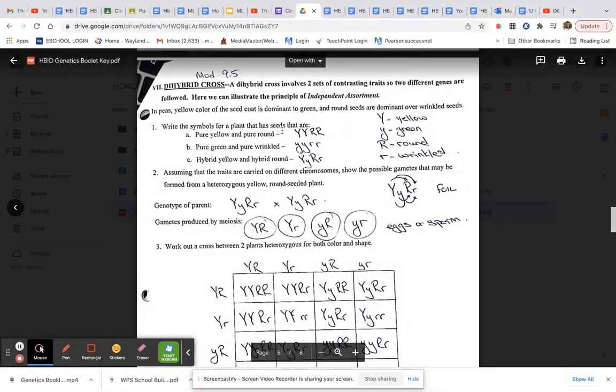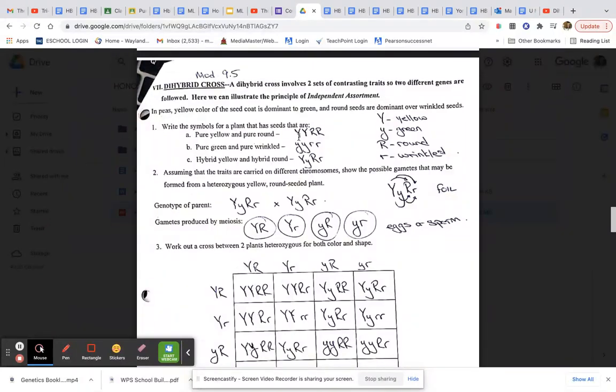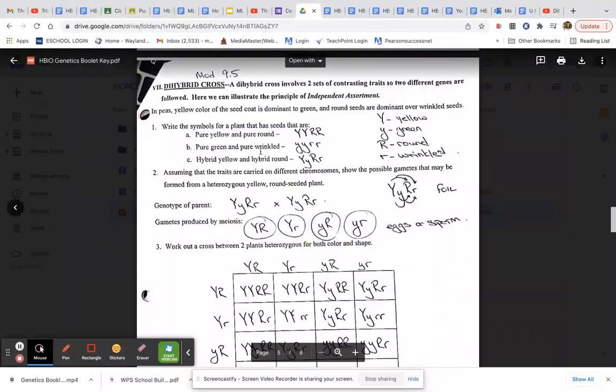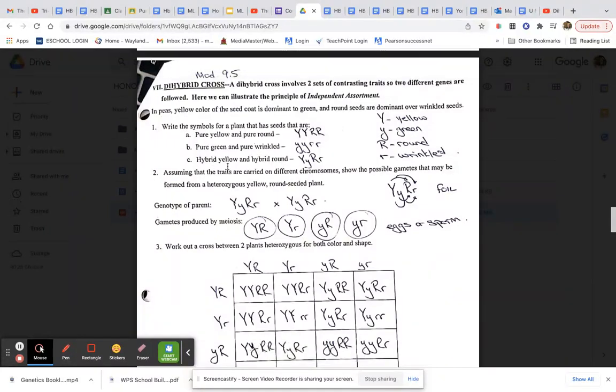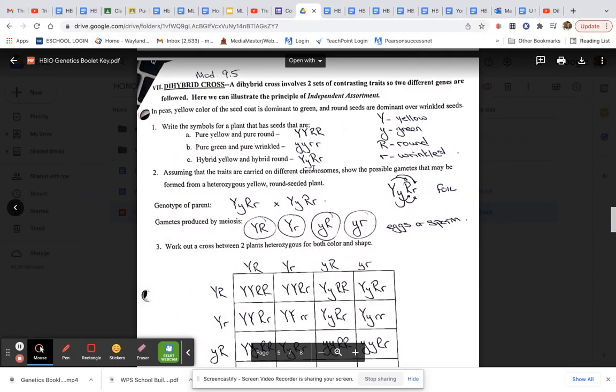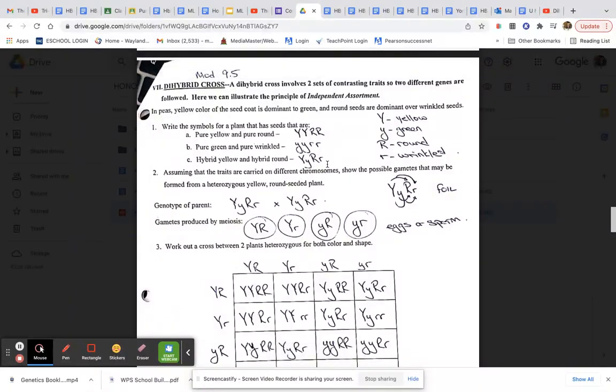So the symbols for a plant that has seeds that are pure yellow and pure round would be big Y, big Y, big R, big R. And we define what those mean over here. Pure green, which is the recessive, is little y, and little r, which is the wrinkled, which is also recessive. Hybrid yellow, or heterozygous, is big Y, little y, and hybrid round is big R, little r. Okay, so this plant looks exactly the same as this one in A. It's just that this one is carrying the other gene, the other allele.